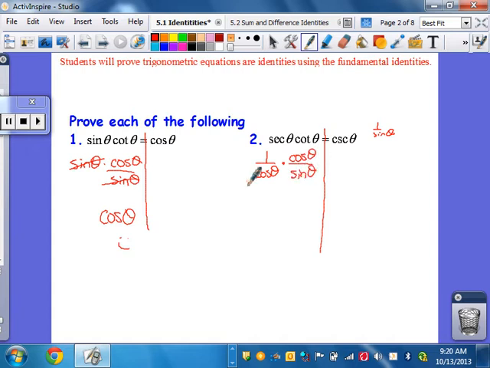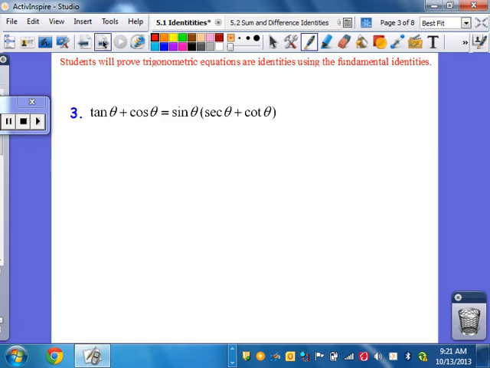What's nice about that is now these guys cancel. I have 1 over sine theta. Now I recognize that that's there, but I need you guys to write cosecant theta right here, and then we win. So those are the simple ones, the ones that hopefully you guys could have maybe done without me doing anything.